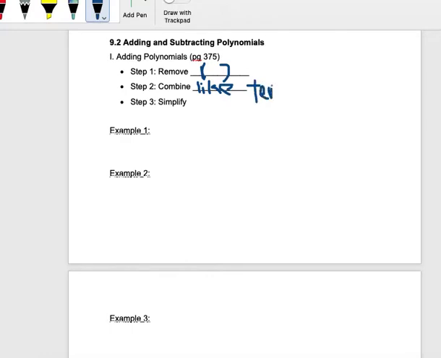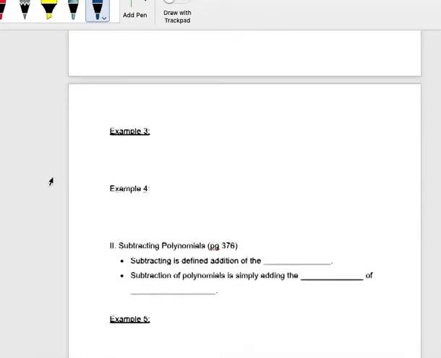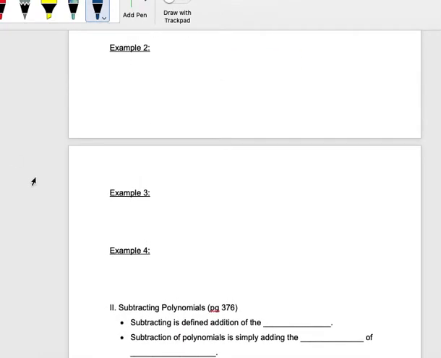You guys know I'm left-handed, right? And I have to do this on a trackpad on my computer that's older than dirt. Okay, so combine like terms and then simplify. So you have all that space for doing your examples.